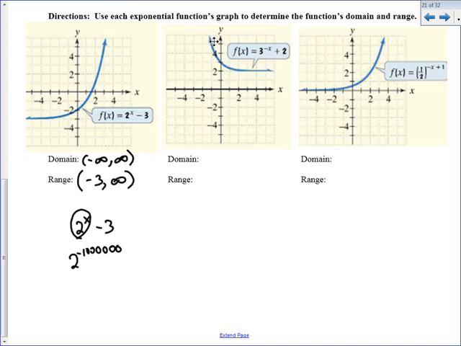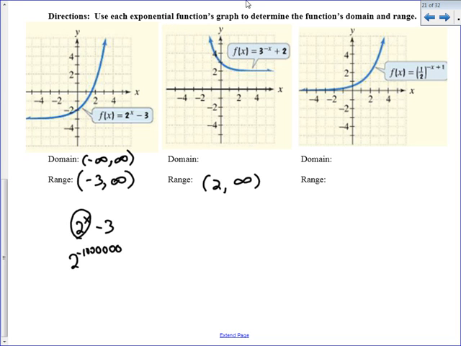So the flat part of this next graph, what y value does it line up with? 2. That's where our range starts, but we can never get there. Where's the top of this graph going? Infinity. We're looking up and down for our range.